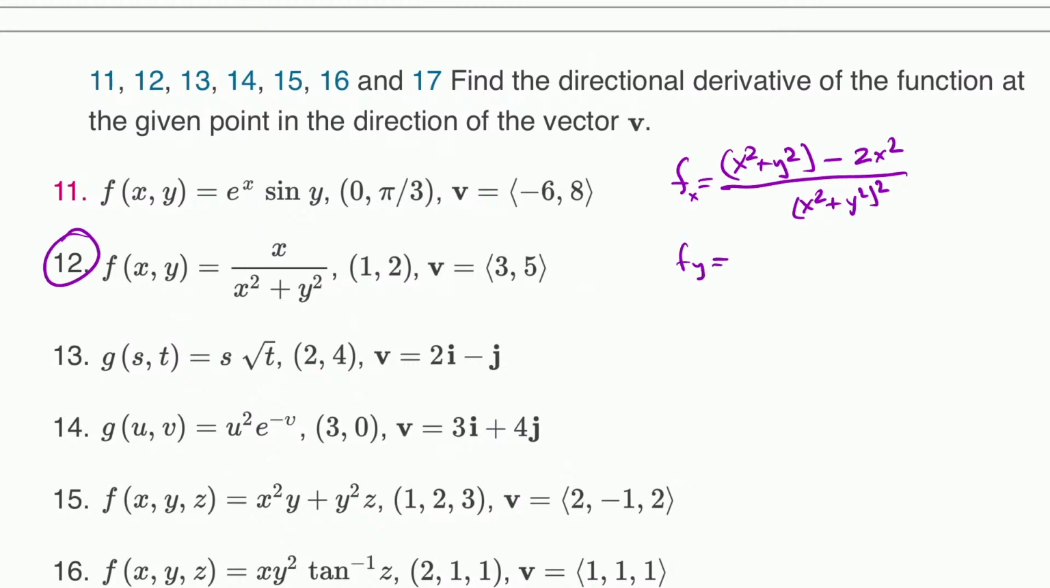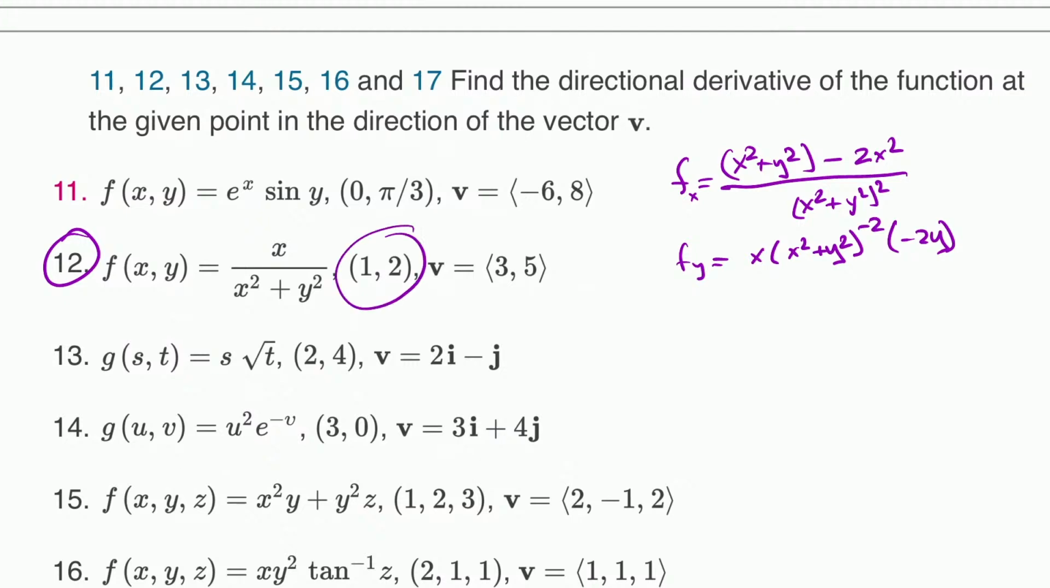So we're doing 12, right? I'm doing the right one. Okay, fortunately for number 12, f sub y, we don't have to do that whole low D high business. I'll just do x times x squared plus y squared to the negative 2 times negative 2y. Okay, so chain rule. If you write this as x times this to the negative first power, multiply by negative 1, change that to negative 2, multiply by the derivative of what's inside, derivative with respect to y. So that's what I got.